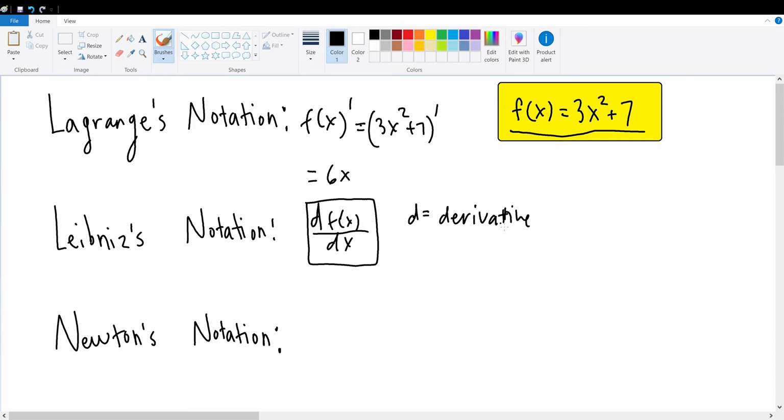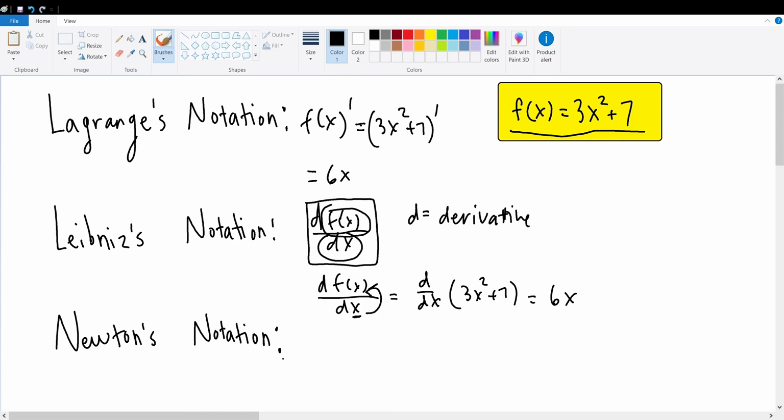D represents the derivative. The f of x that goes next to the derivative in the numerator means the function for which we wish to find the derivative, and the denominator d of x represents which variable we are finding the derivative for. So for this specific example, d of f of x divided by d of x is saying we want to find the derivative with respect to x of the function f of x. So this will be equal to d over dx of 3x squared plus 7, which is equal to, with the power rule, 6x.